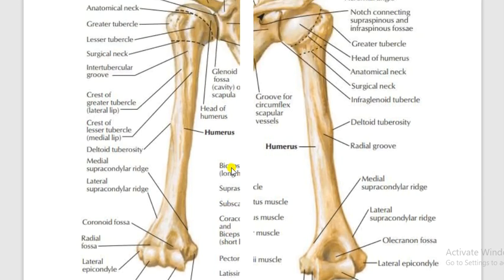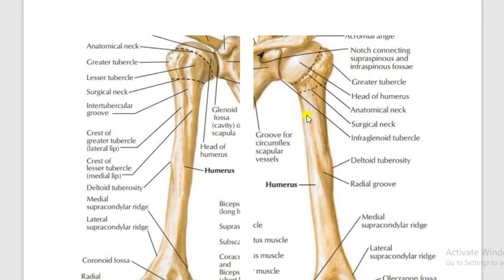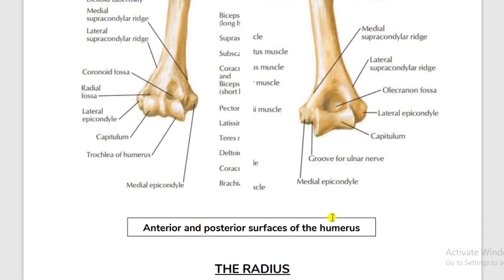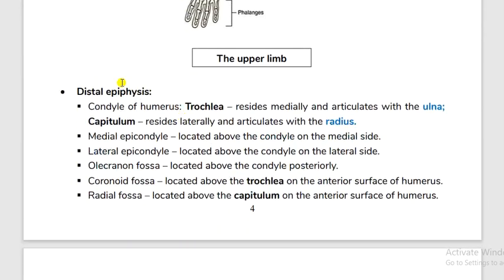Here is the anterior surface of the humerus and the posterior surface of the humerus. You can see the anterior and posterior surfaces. The posterior surface is the back of the humerus, and the front is the anterior surface of the humerus.